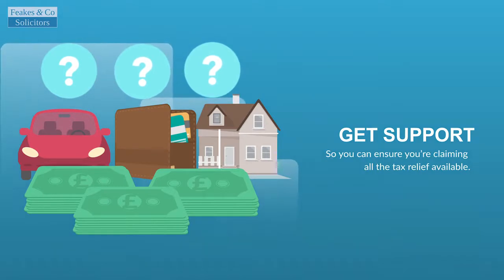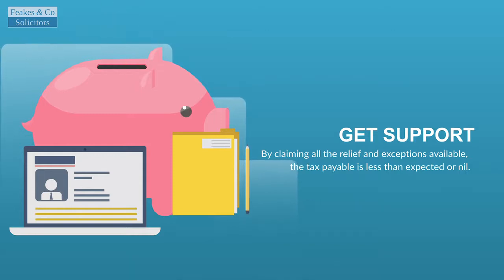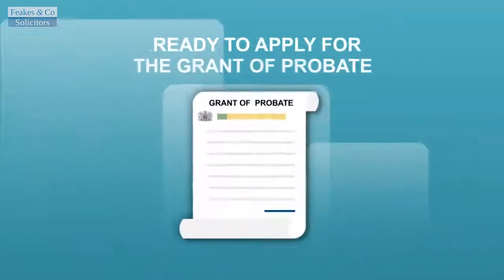Many executors are pleased to find that by claiming all the reliefs and exceptions available, the tax payable is less than expected, often even nil. Once any tax is paid, the executor is ready to apply for the grant of probate.